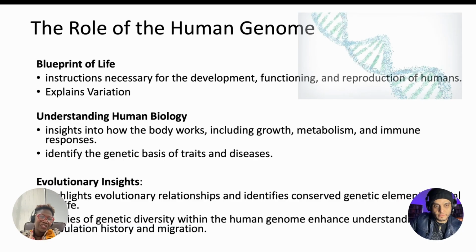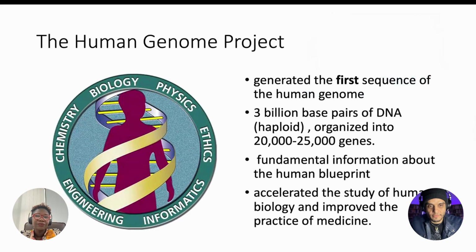Because there are all these variations in our nucleotides and slight variants of different proteins, we look kind of different. It helps us understand human biology, food metabolism, even how our immune system responds. It also describes and explains the genetic basis of traits and diseases. Now, there's also evolutionary insights. It helps us understand how humans evolved and then migrated around the world.